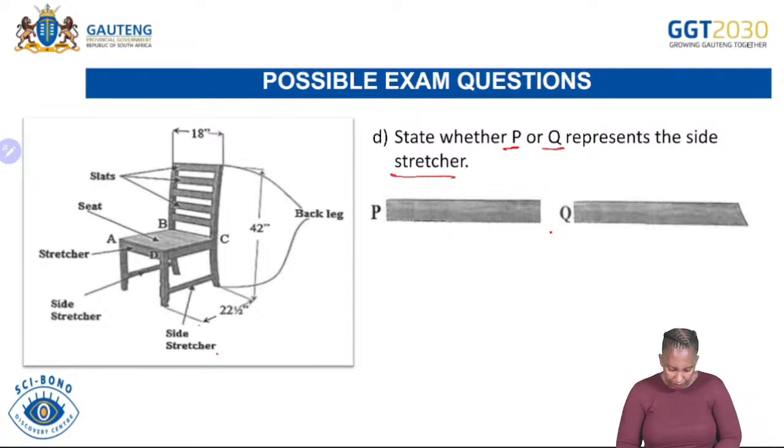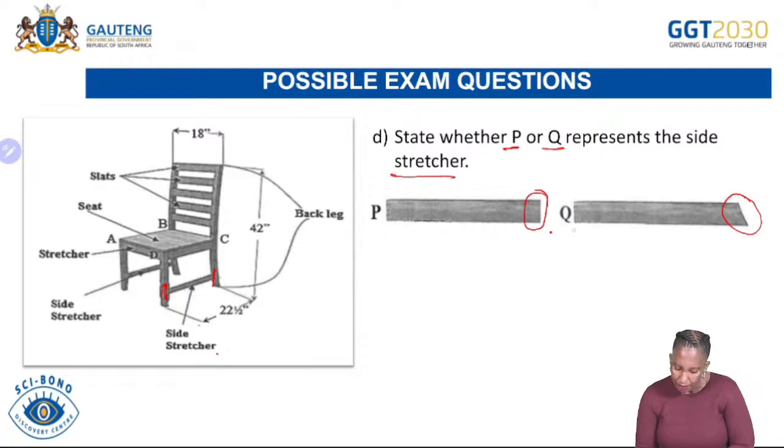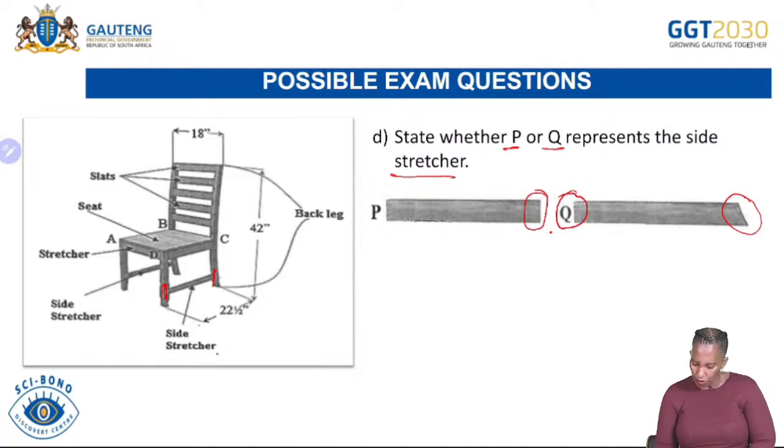Now looking at this, boys and girls, if we check, the P is straight. Can we fit this here straight as it is on this part? Or this, because it slants backwards a bit here. Is it the Q that has got this angle here? Or this one, P, that is straight. But by looking at this and looking at the shape of the chair, we can see that it has slanted back a bit. And then the correct answer is Q. So Q is the one that represents the stretcher.